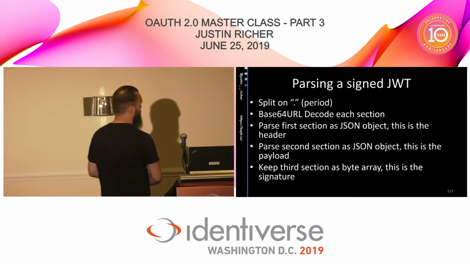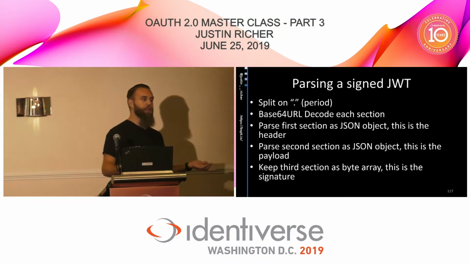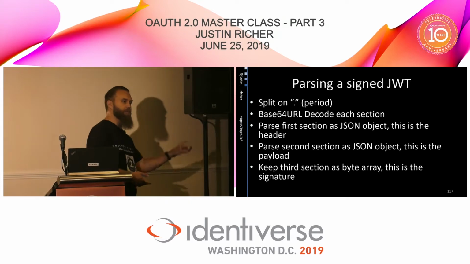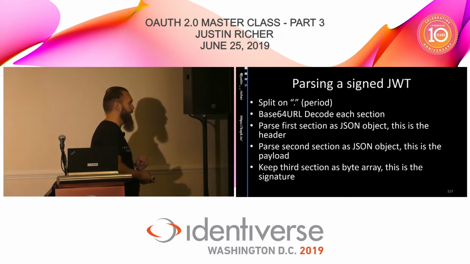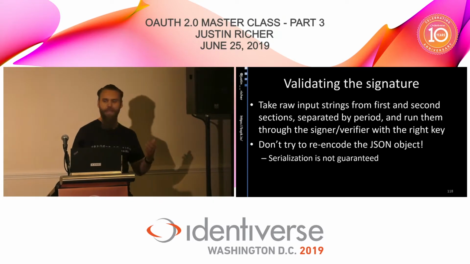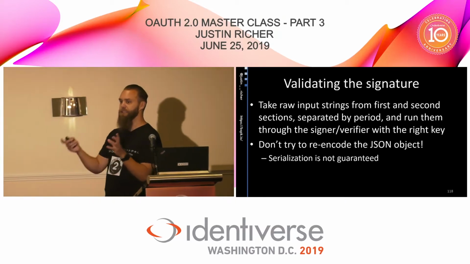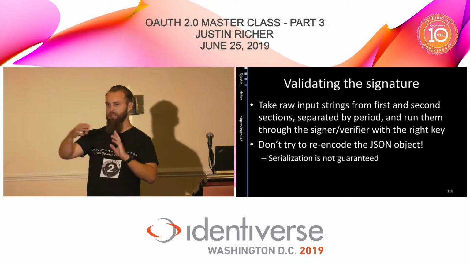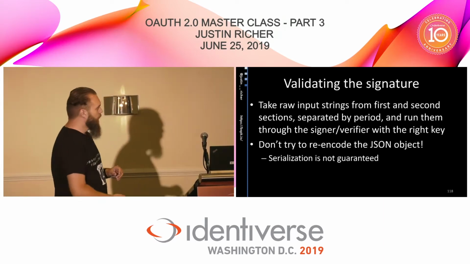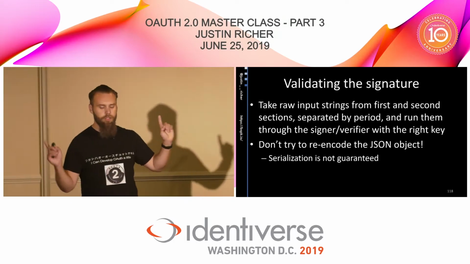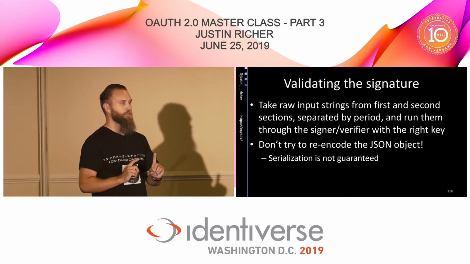Parse the second section as a JSON object. That's my payload. That's where my application starts to care about things. And then I keep the third section around. I'll base64 decode it, but I will keep it around as a byte array. That's my signature. And why do I do that? Well, how do I validate the signature? In XML dsig and things like that, I would have to then take the payload and then normalize it, probably sort the fields and concatenate them with no spaces and do all of that other stuff. Not so with Jose. With JSON web signatures, I take the raw string as it was sent to me across the wire.